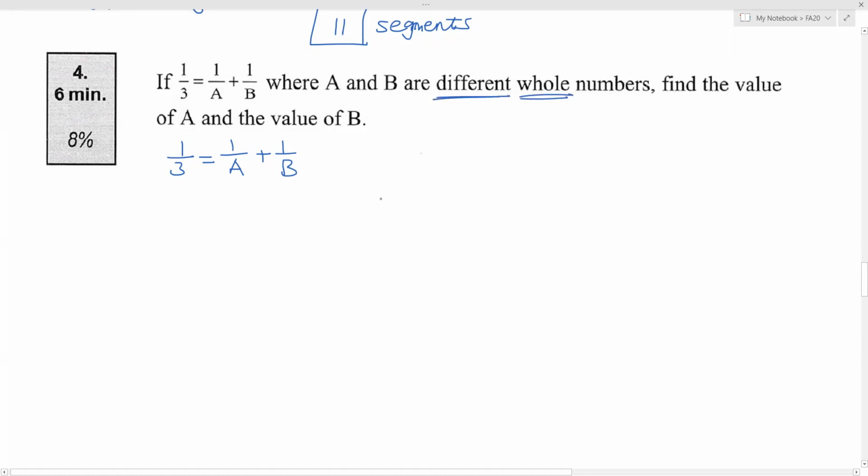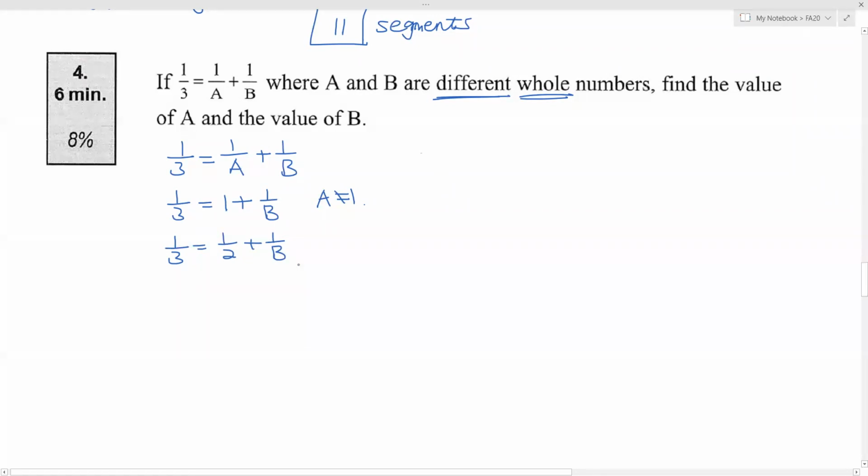So my class on Monday said, okay, what if a is 1? 1/3 equals 1 plus something. No way, this is not right, because this is already bigger than 1/3. So a cannot be 1. And then they said, what if a is 2? Now they're having the same problem: 1/2 is already bigger than 1/3.